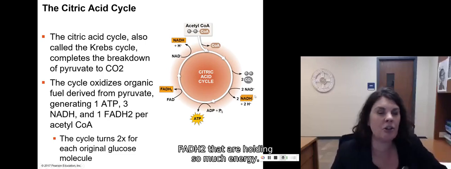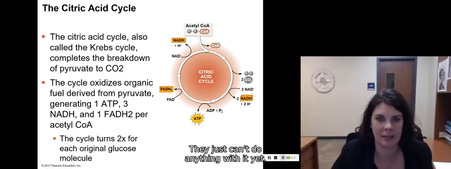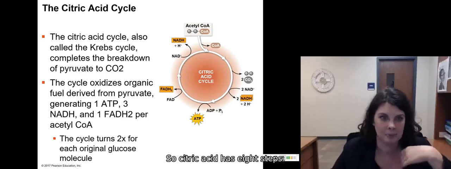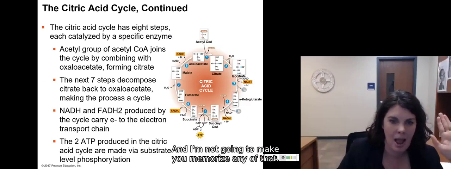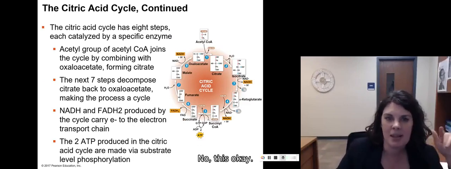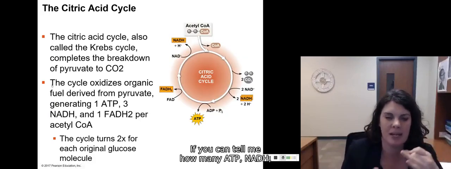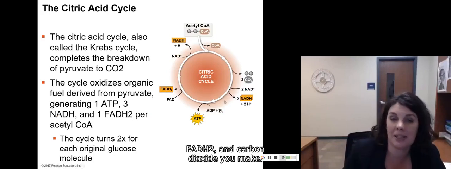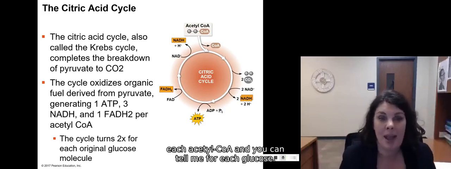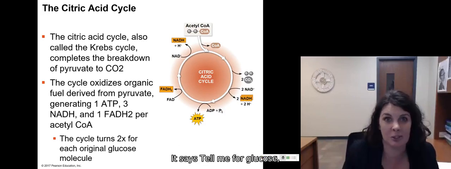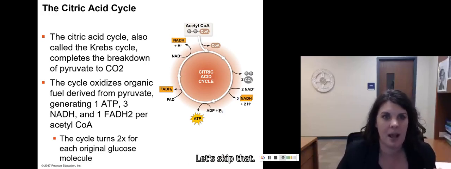So we've now got a lot of NADH and FADH2 that are holding so much energy, and they just can't do anything with it yet. So citric acid has 8 steps, and I'm not going to make you memorize any of that. Know this, okay? If you can tell me how many ATP, NADH, FADH2, and carbon dioxide you make, you'll be able to tell me for each acetyl-CoA, and you can tell me for each glucose. So tell me for glucose, you just double these numbers, right? You're running it twice. Let's skip that.